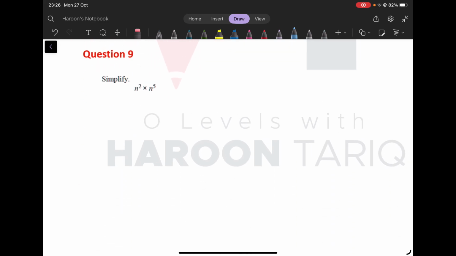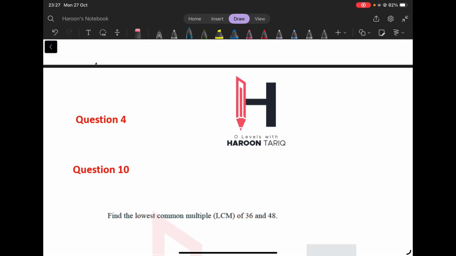Okay, this is related to indices. We haven't started it yet, but when you have the same bases, which is the case over here, both are n's, and you have multiplication in between, basically we add the powers. N raised to power 2 plus 5, the answer would be n raised to power 7. We add the powers when there is multiplication in between, and as long as the bases are same.